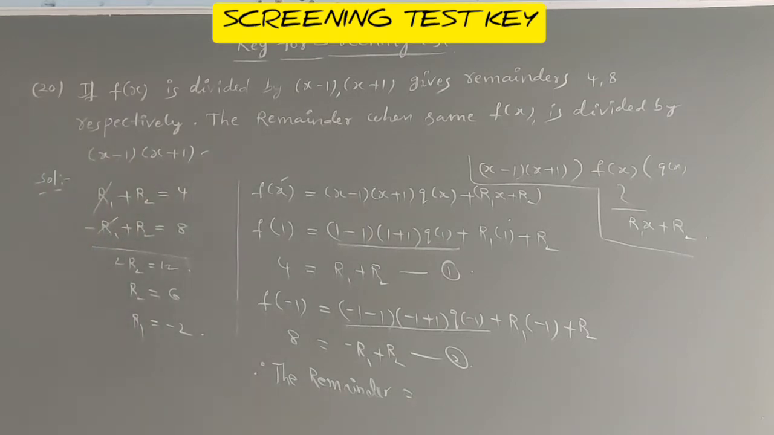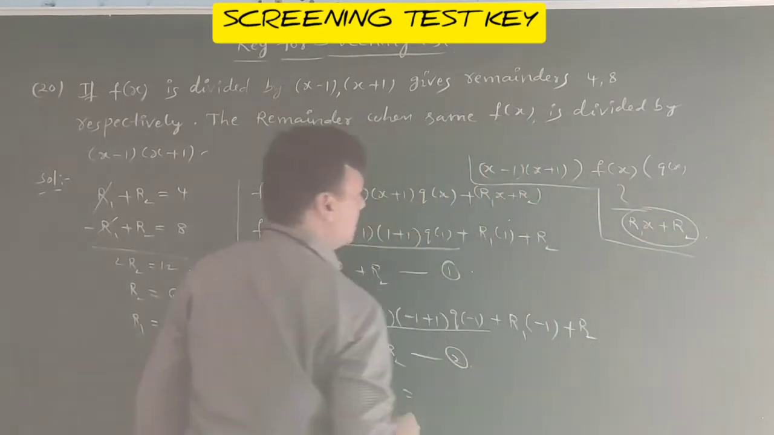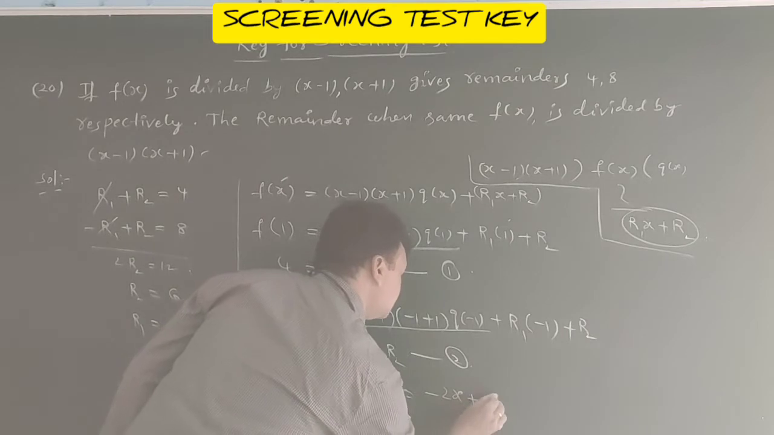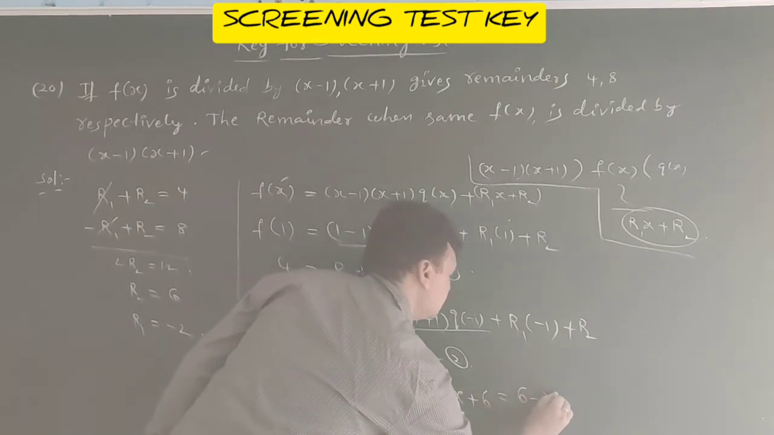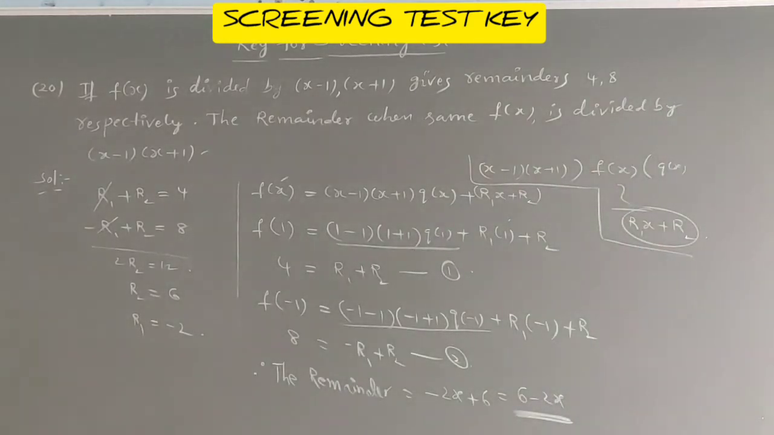Here R1 is minus 2, so R1x plus R2 means minus 2x plus 6. Otherwise, 6 minus 2x. That is the required remainder.